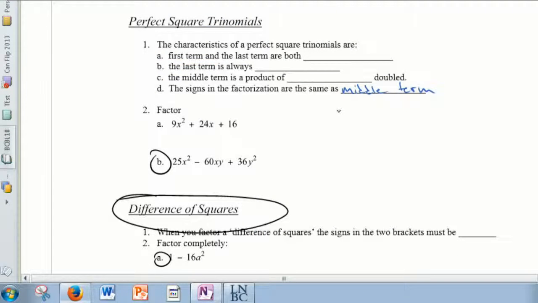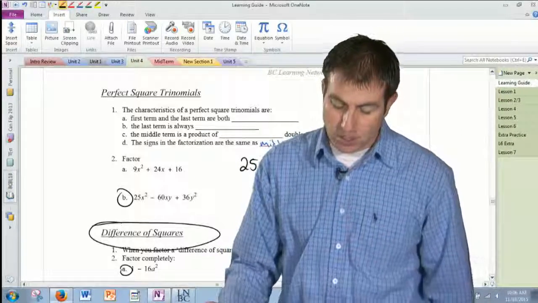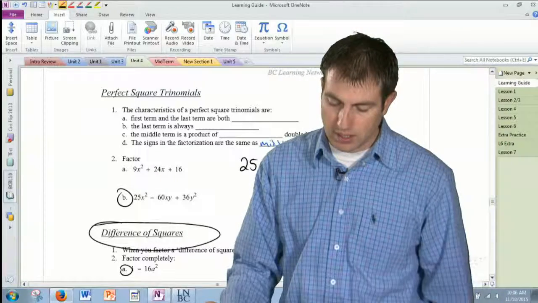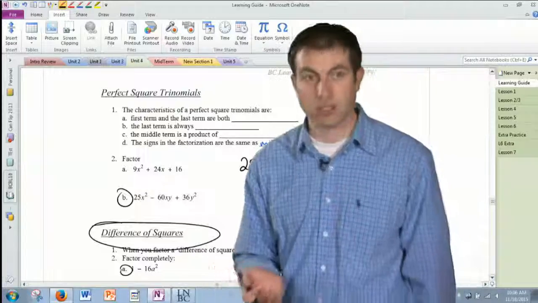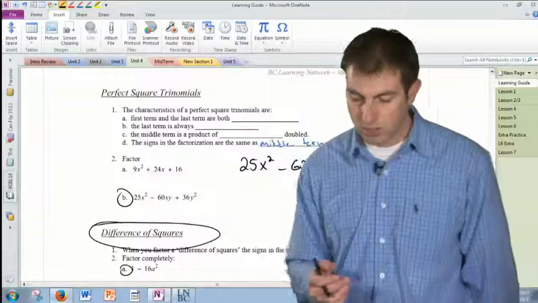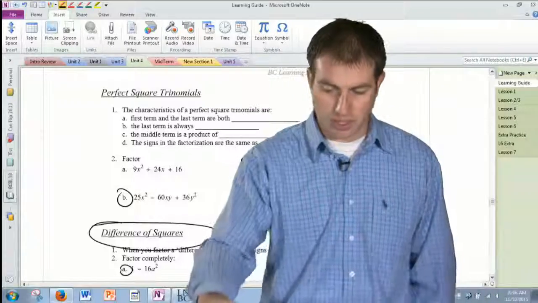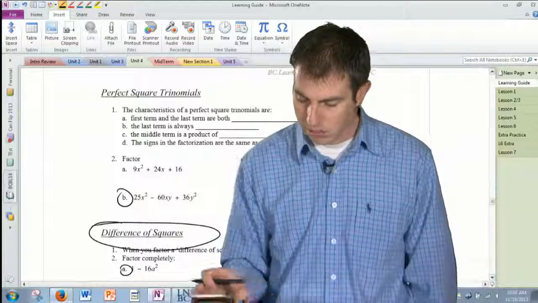25x squared minus 60xy plus 36y squared. The trick here is that I can look at this and say there's nothing common to 25, 60, and 36. There's nothing shared by those, so I can't factor anything out. So I'm going to take my 25 and multiply it by my 36. 25 times 36 gives me 900.